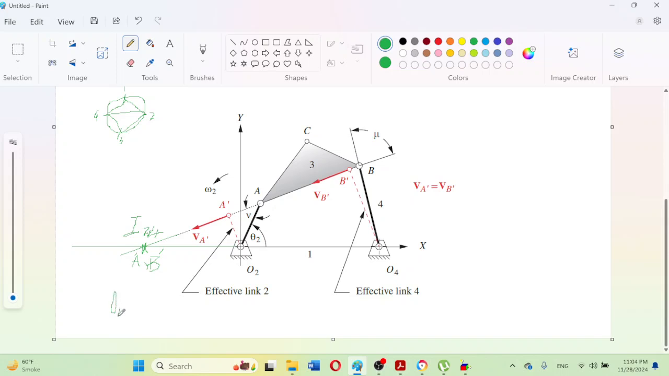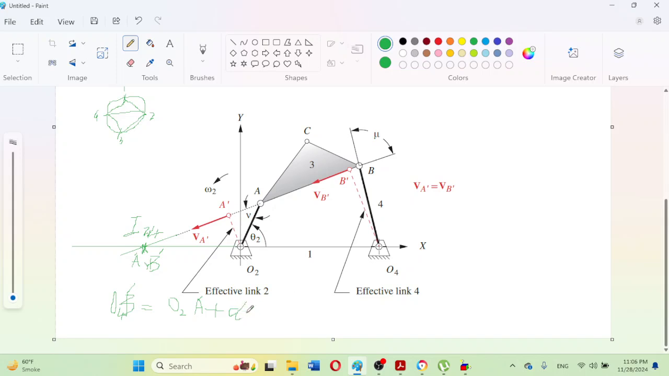O4 B dash, or we can say O4 I2,4 is equal to O2 A dash plus simply D, because D is the ground link.